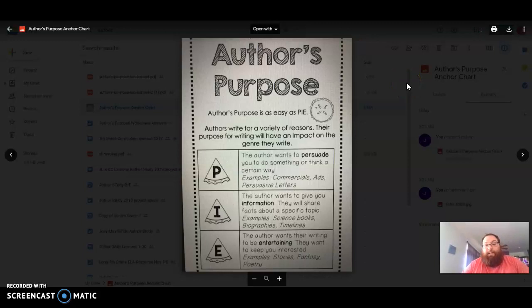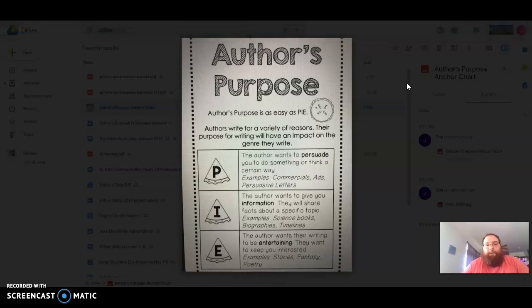Author's purpose is easy as pie. Authors write for a variety of reasons. Their purpose for writing will have an impact on the genre they write. The author wants to persuade you to do something or think a certain way. Those are the babies in the background. Examples of this would be in commercials, ads, or persuasive letters.